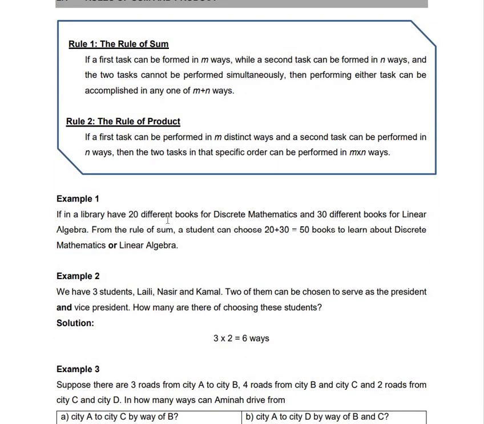If a library has 20 different books of discrete mathematics and 30 different books of linear algebra, from the rule of sum, a student can choose from 50 books to learn about discrete mathematics or linear algebra. How many choices does the student have? The student cannot choose both, but can choose either one, because of the rule of sum. So the student has 50 choices.